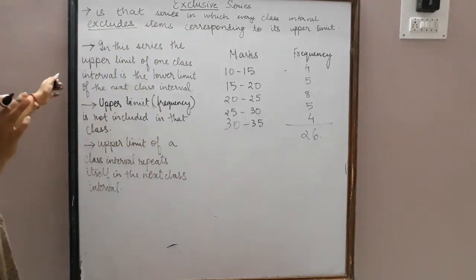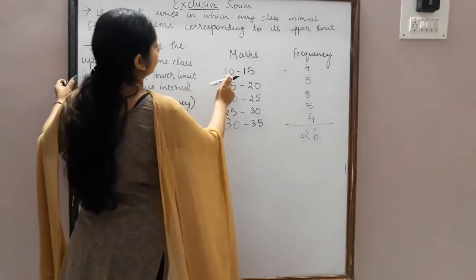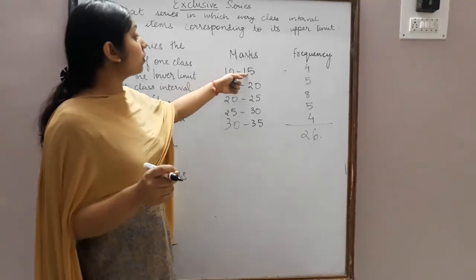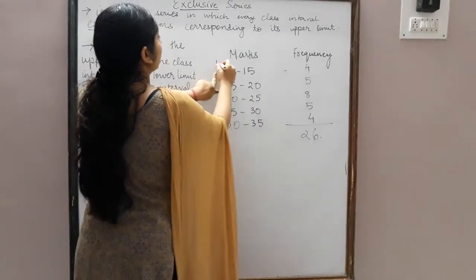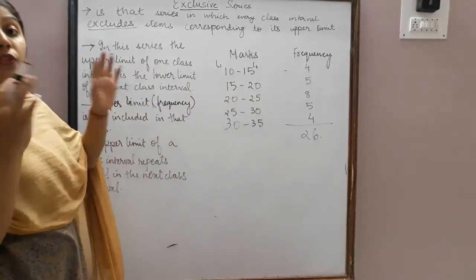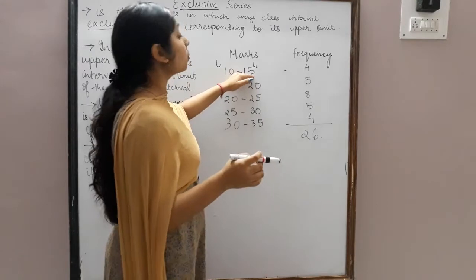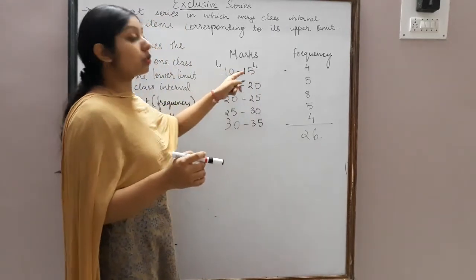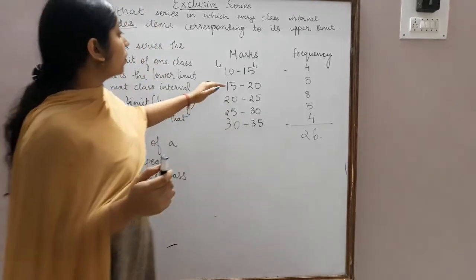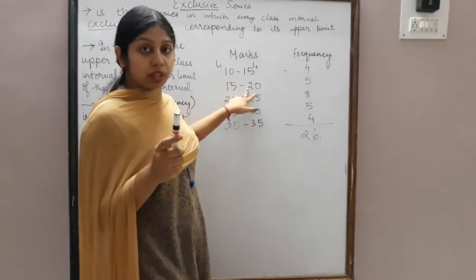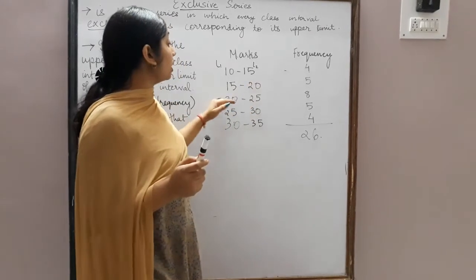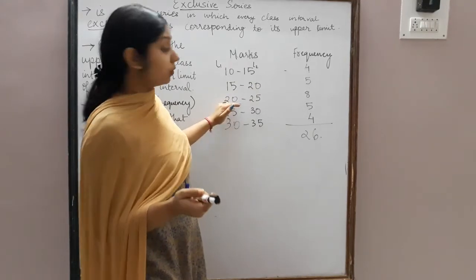Now, for the example, 10 to 15, we have a class interval of the marks 10 to 15. This is the lower limit L1, this is the upper limit L2. Whoever has scored marks number 15, those items will not be included in this class interval, rather they will be included in the next class. For the class interval 15 to 20, 20 is the upper limit, so the item which belongs to the value 20 will be in the next class interval, that is from 20 to 25.